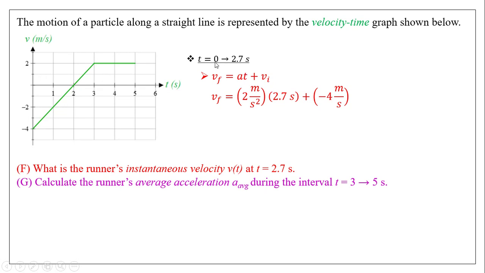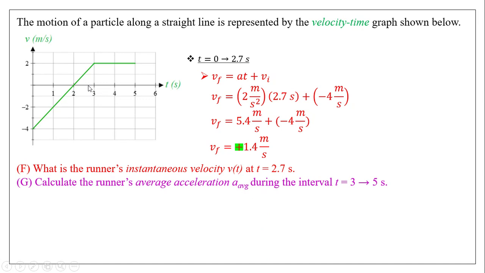And if I start at 0 seconds though, the graph again indicates that my initial velocity is -4. So for Vi, I'm going to put in a -4. If you simplify this, 2 times 2.7 is 5.4. You're going to add a -4 because that's your initial velocity. And if you do this, you should get a value of 1.4. And it's positive here because 5.4 is bigger than 4.